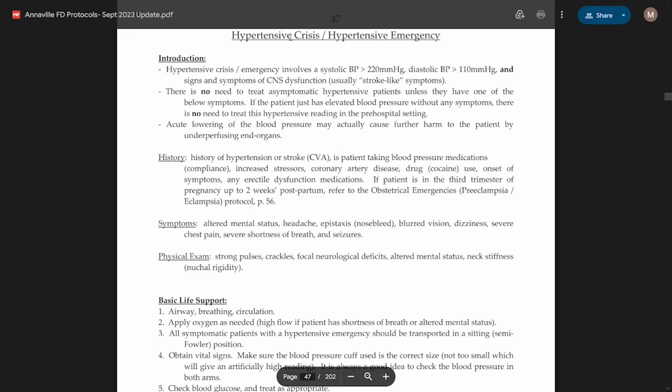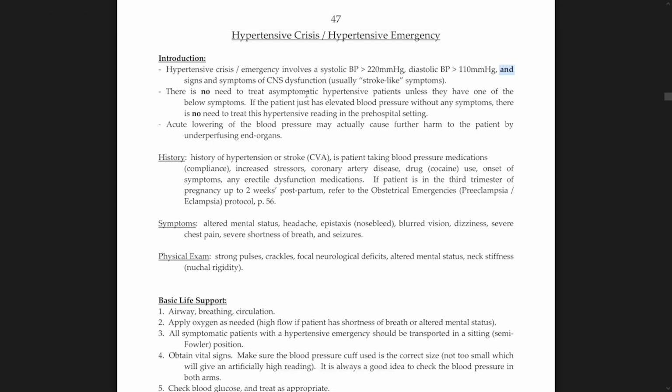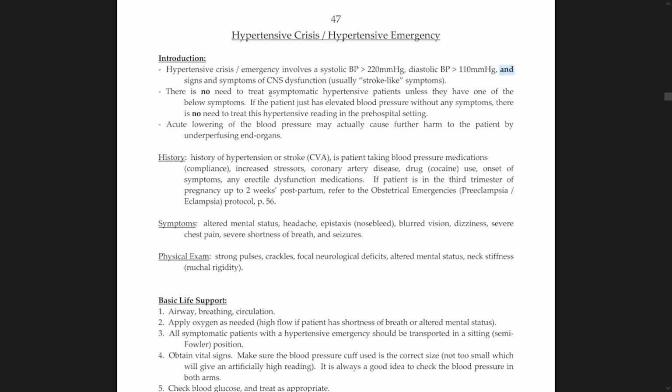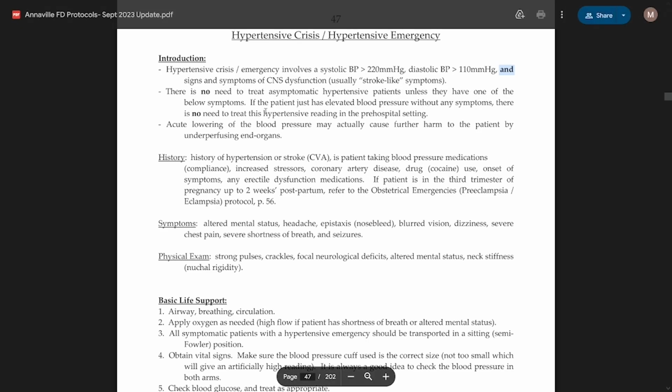For a hypertensive crisis or a hypertensive emergency, a hypertensive crisis or emergency involves a systolic blood pressure greater than 220 and a diastolic blood pressure greater than 110, and it's not or, it's and, signs and symptoms of central nervous system dysfunction, usually stroke-like symptoms. There's no need to treat asymptomatic hypertensive patients unless they have one of the below symptoms.